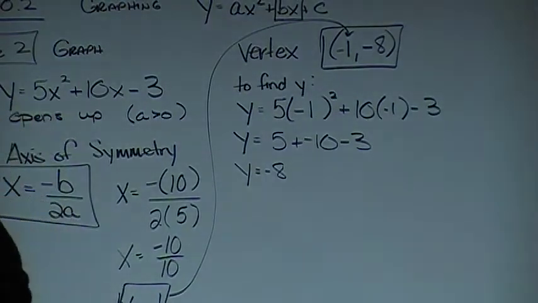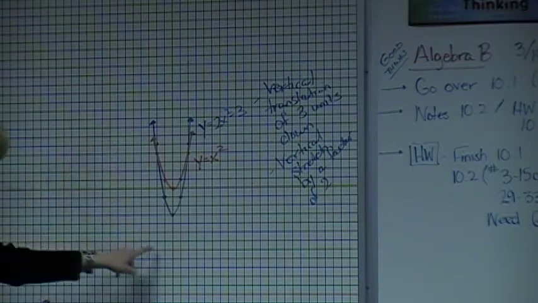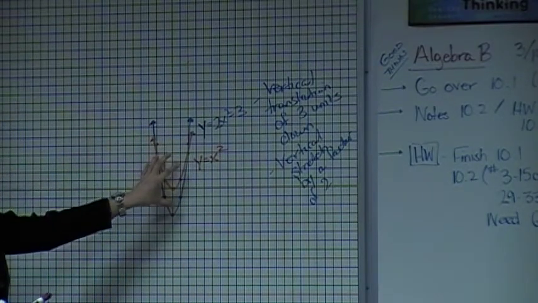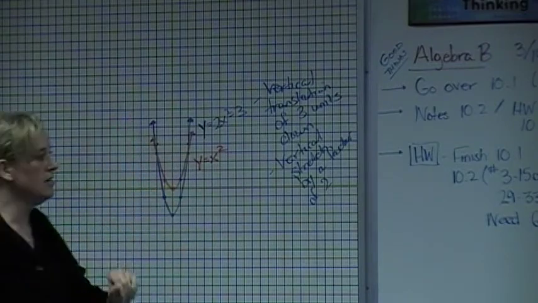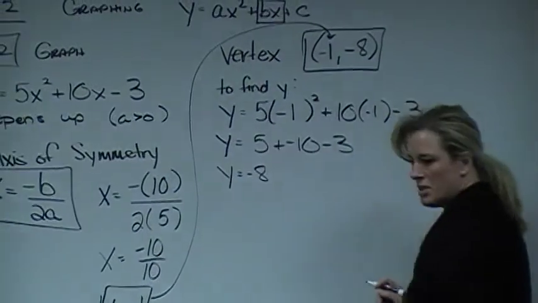Notice, this now means that my vertex is over negative 1, down 8. So it's over here, in the third quadrant. So now that's my vertex. And my parabola opens up, so my parabola's going to look somewhere like this. So it's not even anywhere near the origin or on the axis. So now it's been moved, all because we've added on this middle term of b times x.